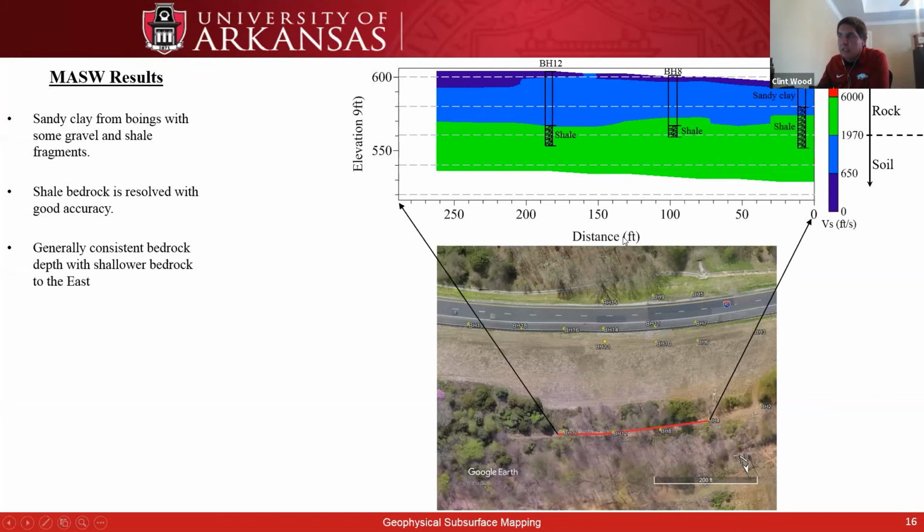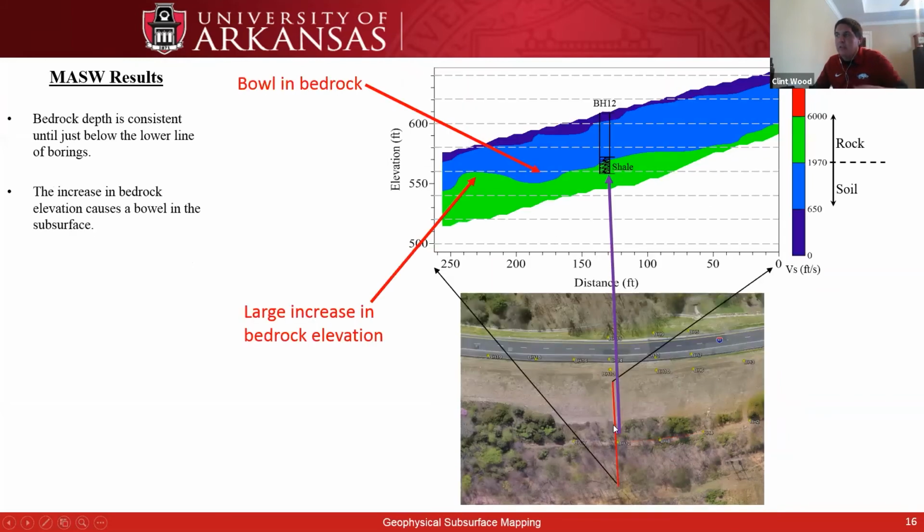And that was the story until we went to this vertical line running down the slope. When we started looking at the vertical line running down the slope, things changed a little bit as far as our interpretation. We see this generally consistent bedrock elevation running down the slope until we get to about 175 feet along the survey line. We start to see this bowl that comes up and this increase in bedrock elevation along the bottom of the slope. And this is just below where this boring occurred. So that was of interest to us in terms of what this is causing to the slope, because this was unknown during the initial investigation.